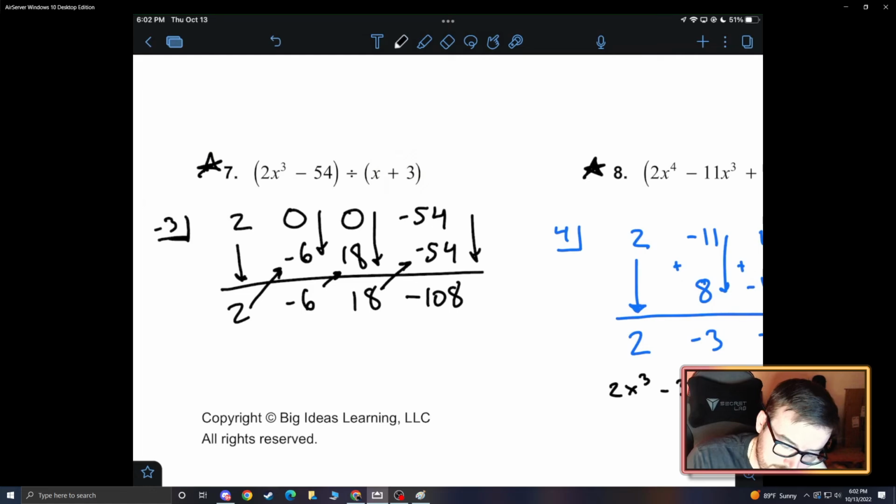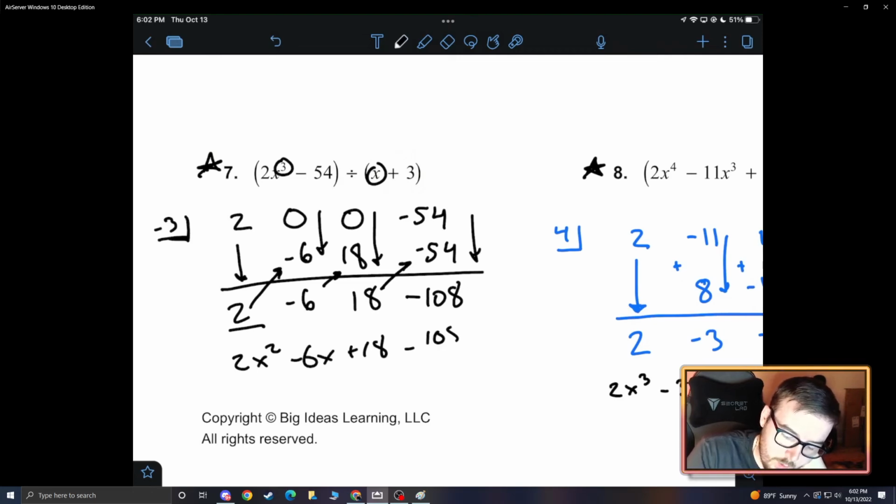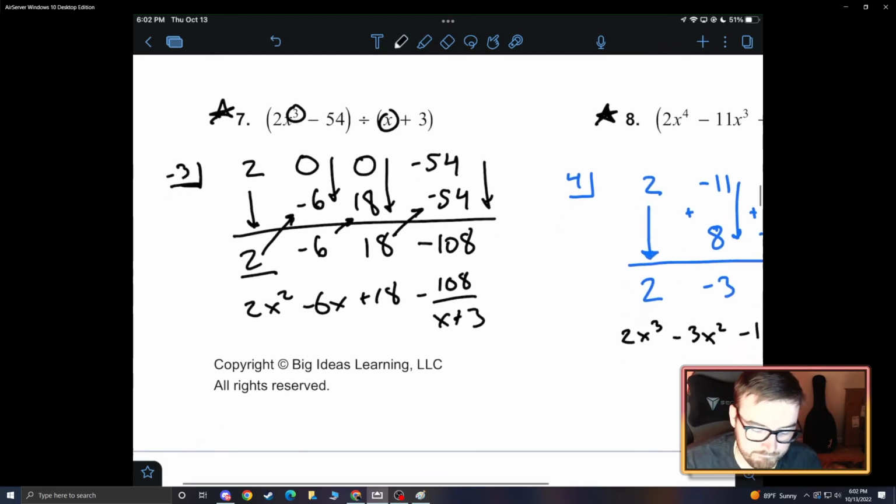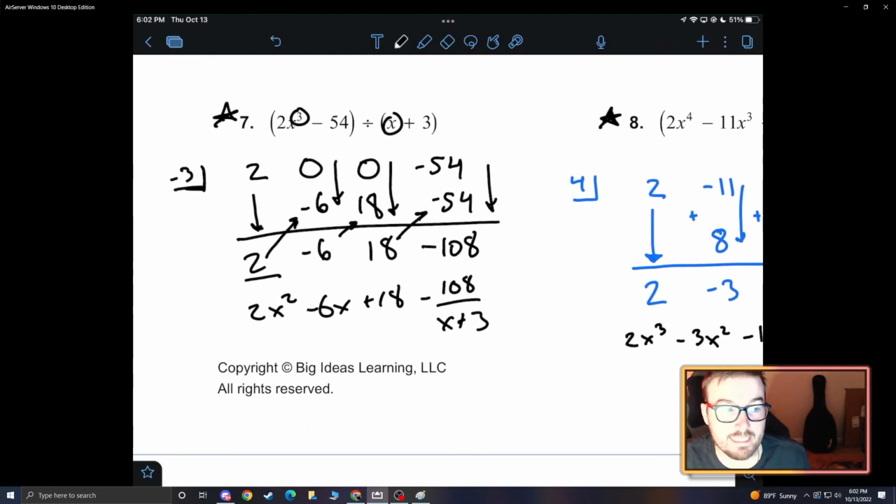So our final expression, it lowers by a degree. So 2x squared minus 6x plus 18 with a remainder of negative 108 over x plus 3. I hope you like synthetic division. It is speeding up the process of polynomial long division by a landslide. It is speeding us way up. There is a time and place for polynomial division, but synthetic division makes life a lot easier.